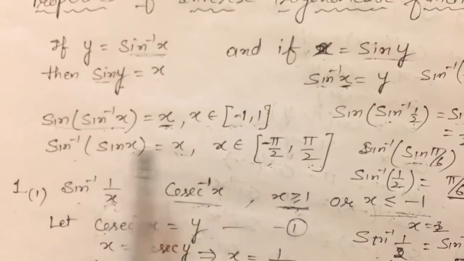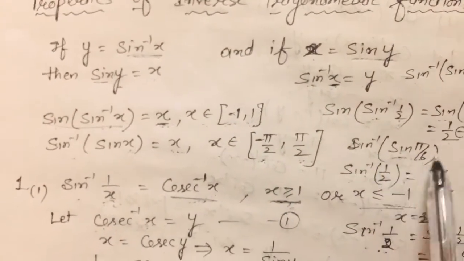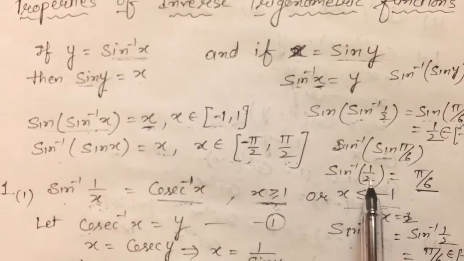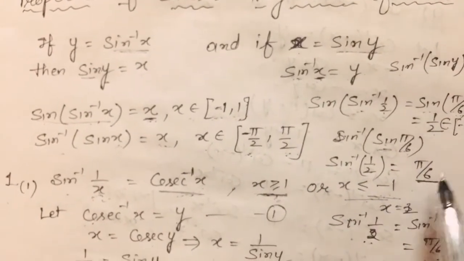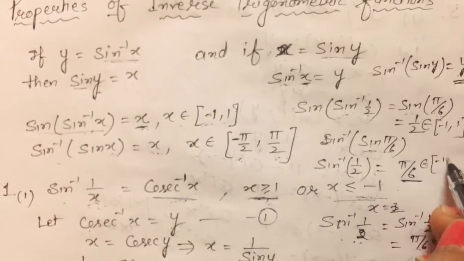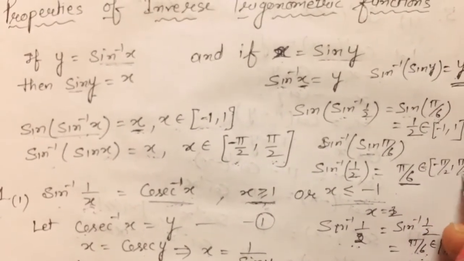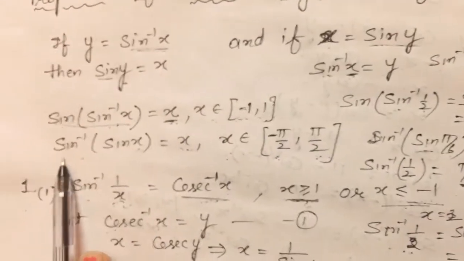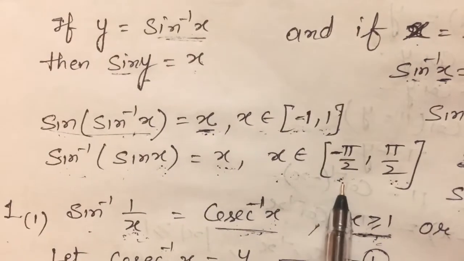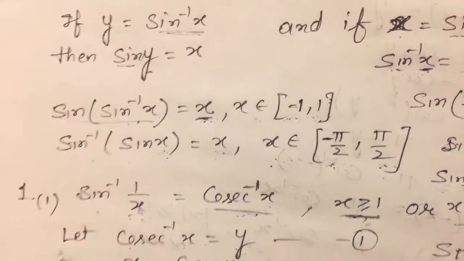For example, sine inverse sine of pi by 6: sine pi by 6 is 1/2, and we know that sine inverse 1/2 is pi by 6, which belongs to -pi/2 to pi/2. So we can write sine inverse sine x is equal to x, where x belongs to -pi/2 to pi/2.